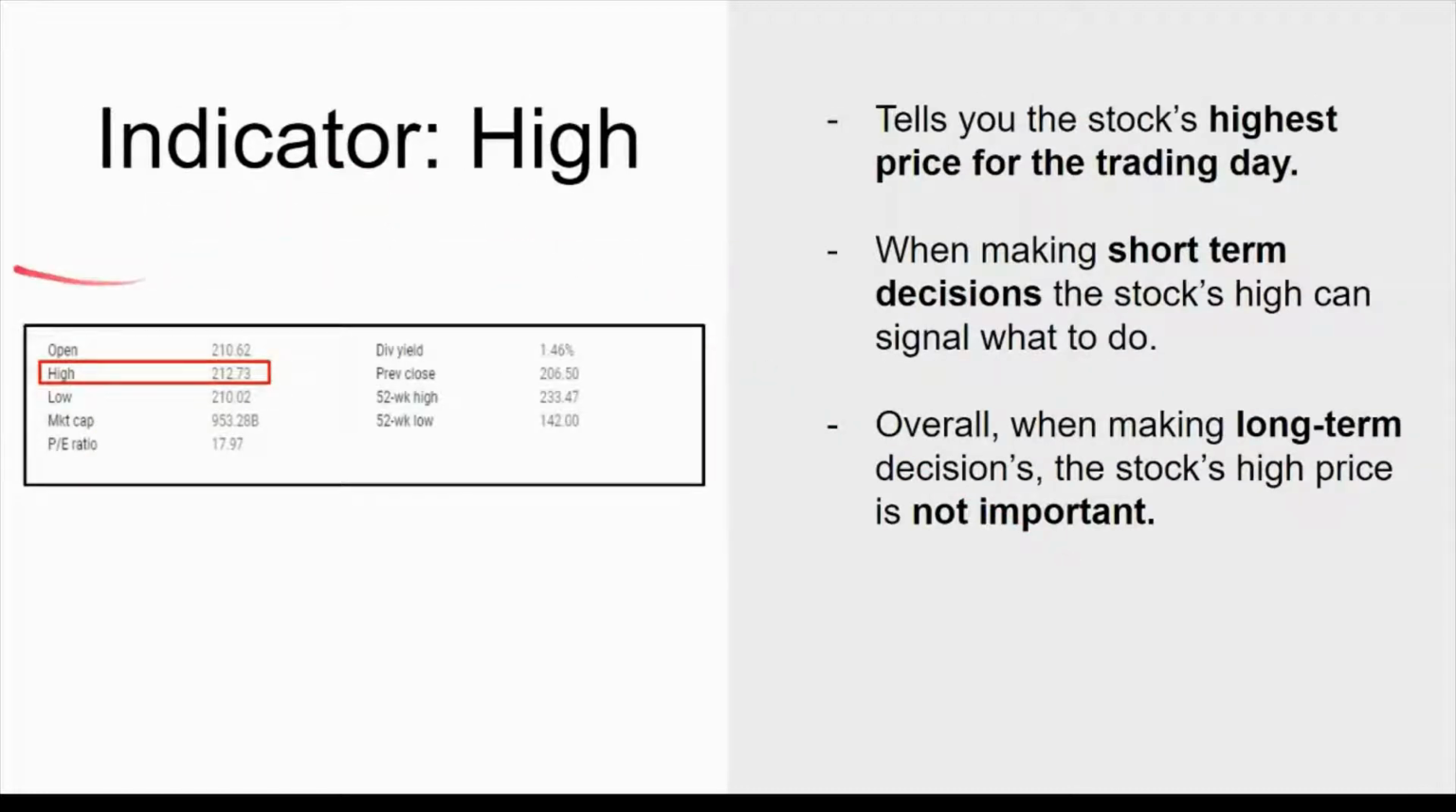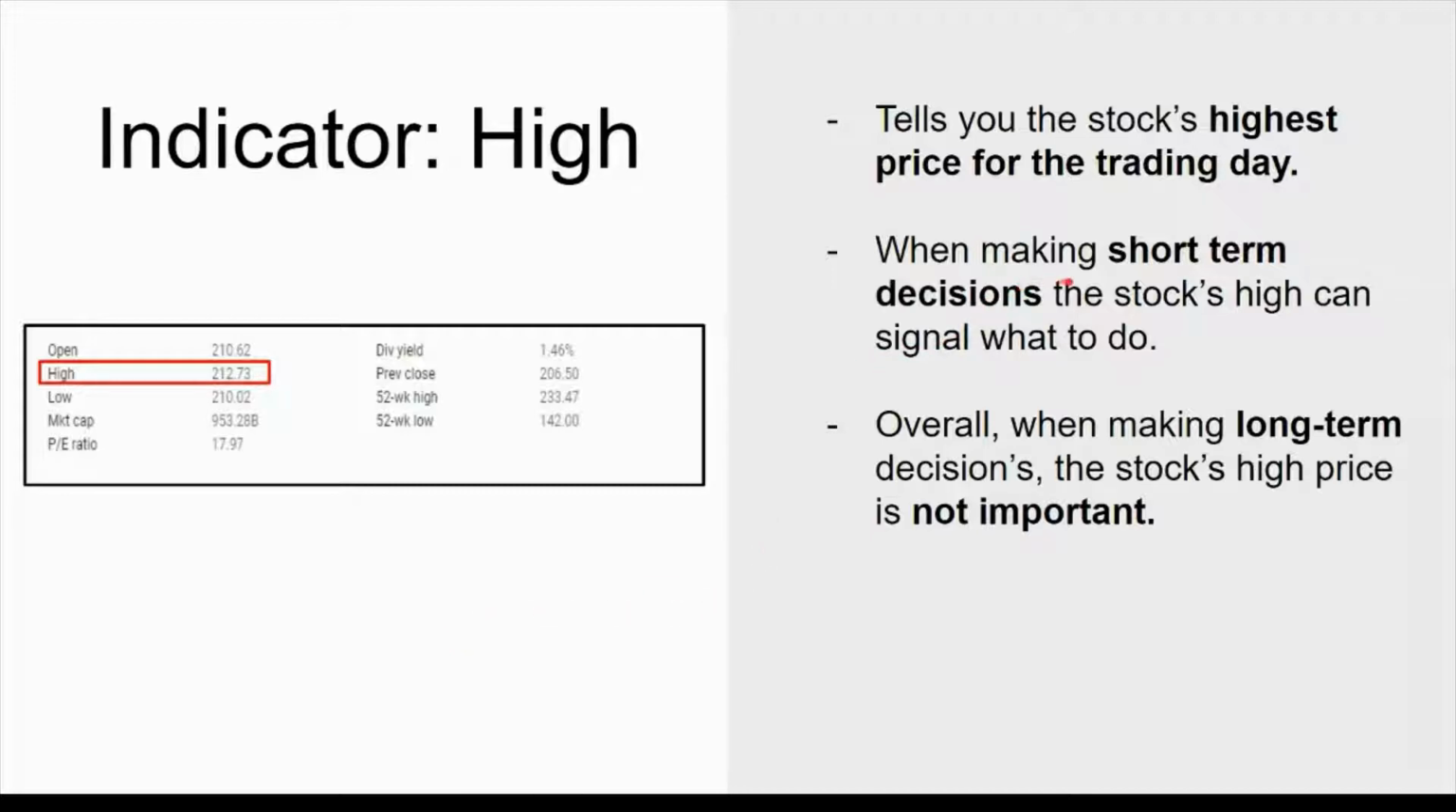So another indicator is the high. The high, in essence, tells you the stock's highest price for the trading day. So when making short-term decisions, the stock's high can signal what to do. What I mean by this is, let's say the stock's high for that day was $212.73, right? But then the open price, for example, was $210. So it would be a bad idea to buy the stock at the high price because you would potentially have the chance to lose money in the short term.